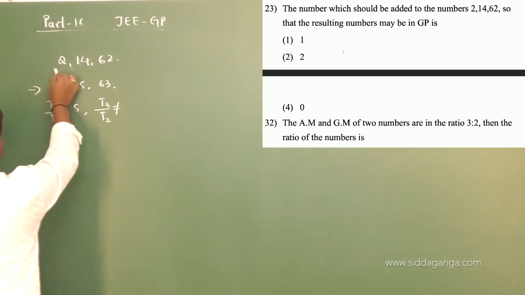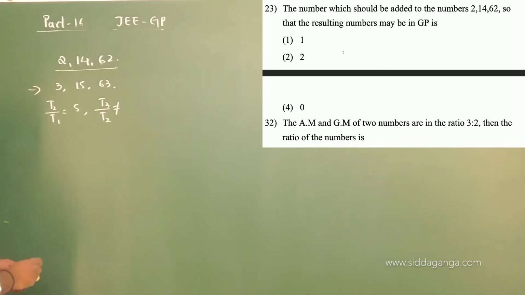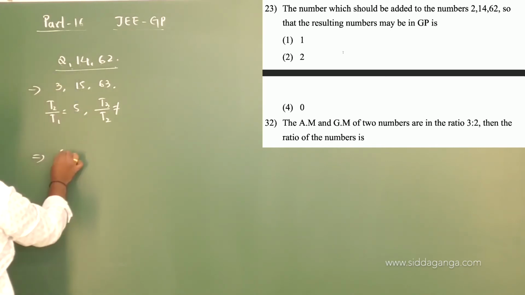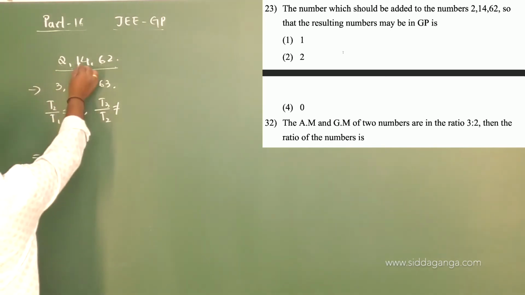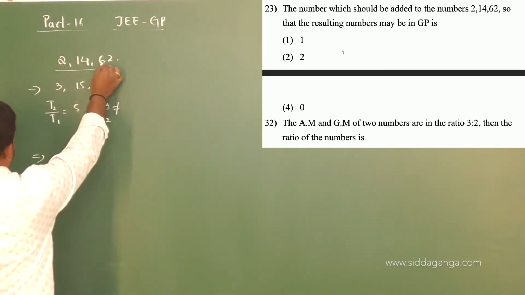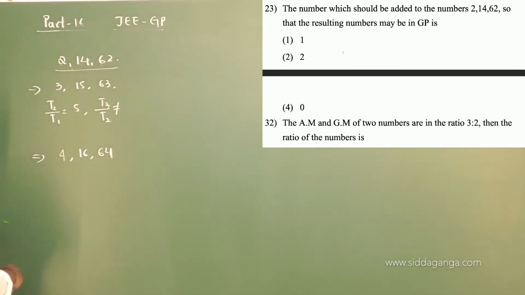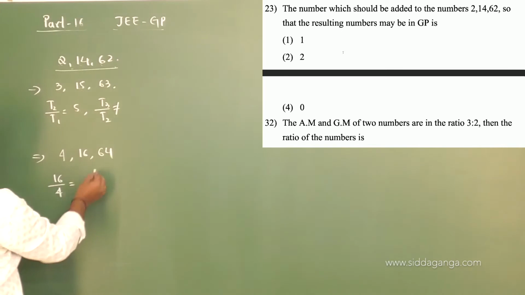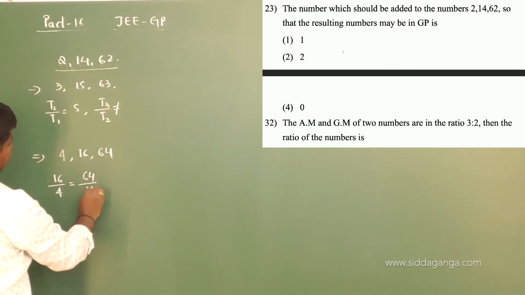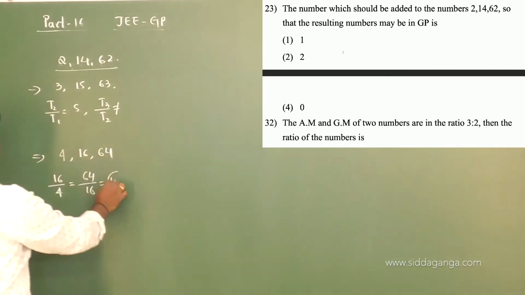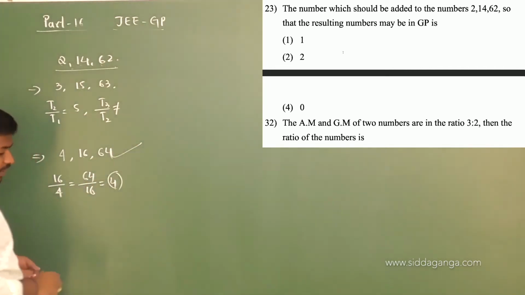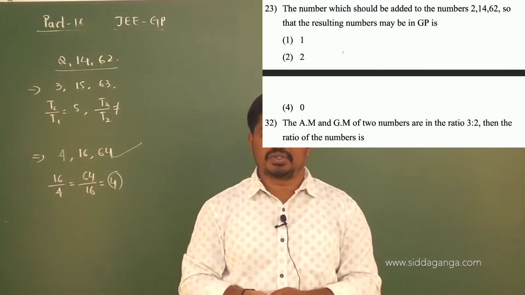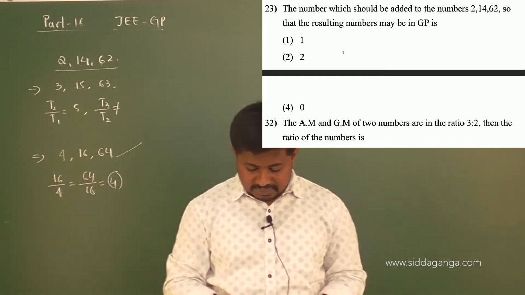Let me add the second option to these elements. The second option is 2. 2 plus 2 you get 4. 2 plus 14, 16. 2 plus 62, 64, right? Let me check whether they are in GP or not. T2 by T1 is 16 by 4, and T3 by T2 is 64 by 16. Of course, they give the same thing, that's 4. The common ratio is 4, so I can say these are in GP. You must add 2 to the given numbers to get a geometric progression. So the second option is the correct one.